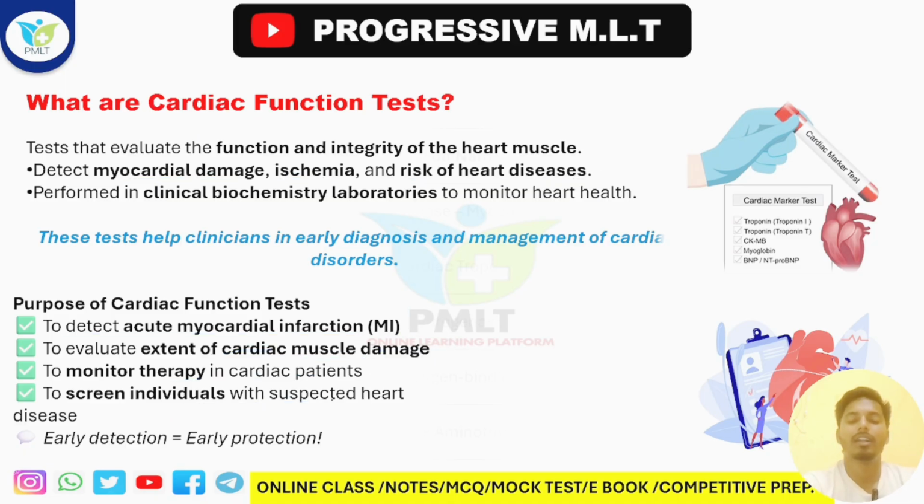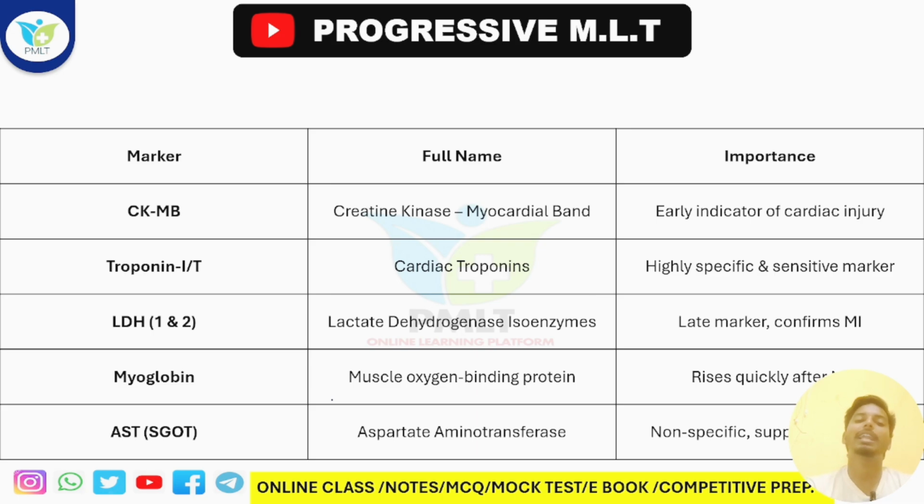Now we come to the markers of the cardiac function test. Just see the overview; I will discuss these elaborately one by one, then you will understand properly. First is CK-MB. Second is troponin I or troponin T. Third is lactate dehydrogenase, or in short form LDH. Fourth is myoglobin, and fifth is SGOT. These are all markers of the cardiac function test.